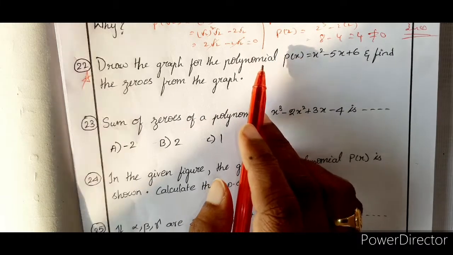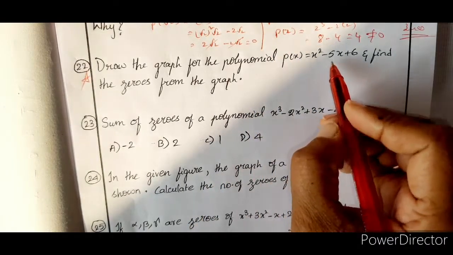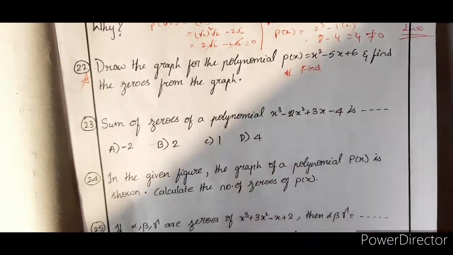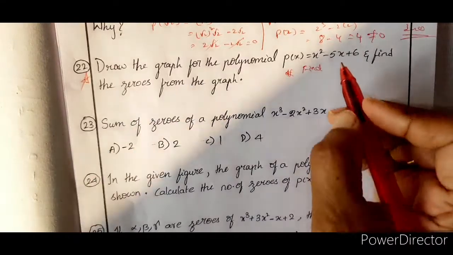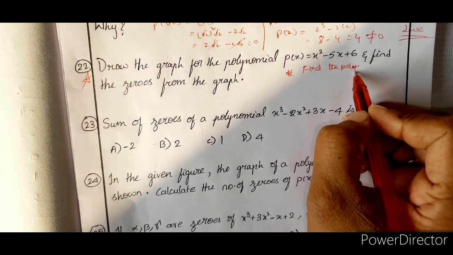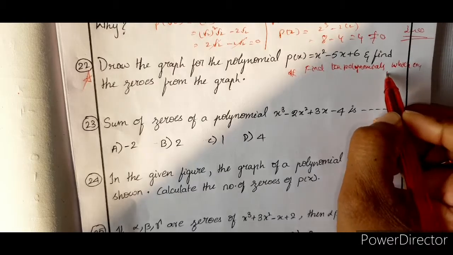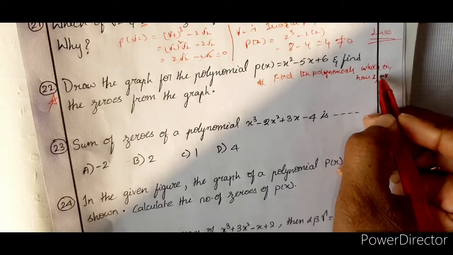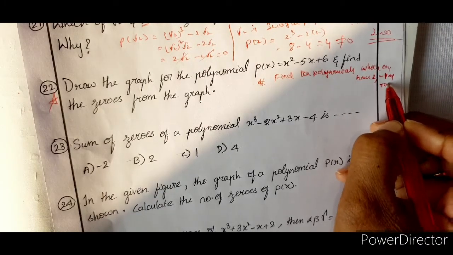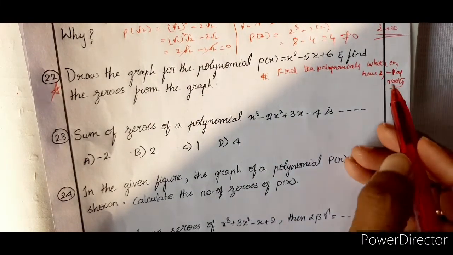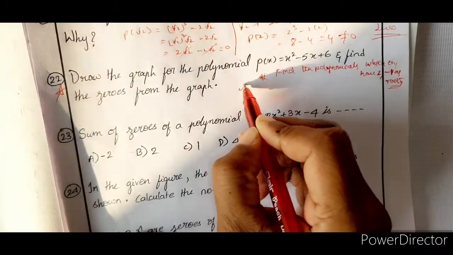Another problem is, suppose they may say find the polynomial. I don't find that problem here being collected, so I am giving you the problem. Find the polynomials which can have 2 and minus 1 as roots or as zeros. This is how they give the question. So that means what is given to us? Alpha and beta are given to us.